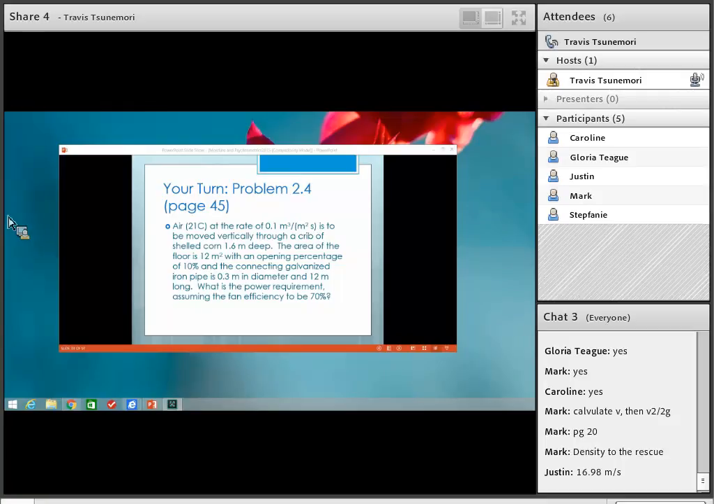Okay, so what we're going to do next then, hopefully, is calculate the friction loss through the pipe, so we need to find our Reynolds number. Anybody need any more explanation on where that velocity for the air in the pipe came from? If you do, just type it in. Otherwise, let me know when you have the Reynolds number.